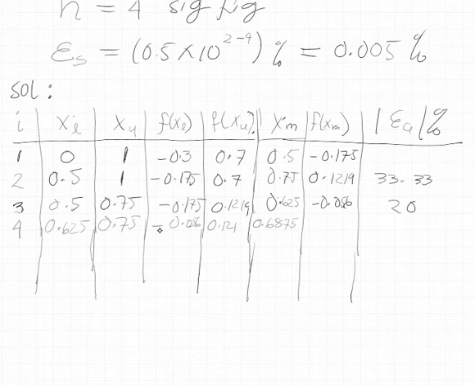And for f of xm, this will be a positive value, 0.025. Then we solve for the approximate error between 0.6875 minus 0.625 divided by 0.6875. So that will be around 9.09. So still far away from 0.005. So we need more iteration.